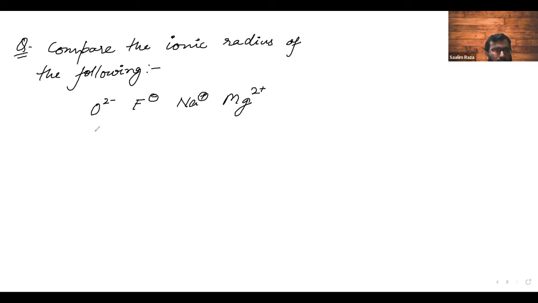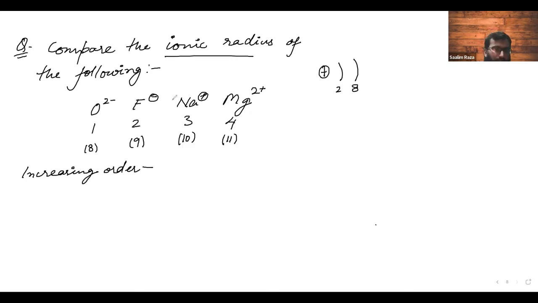I'm naming this. Okay, this is 1, 2, 3, 4. You have to give me the order, and which order? You have to give me it in increasing order. The first important thing to note down here is all of them have 10 electrons. Am I correct?